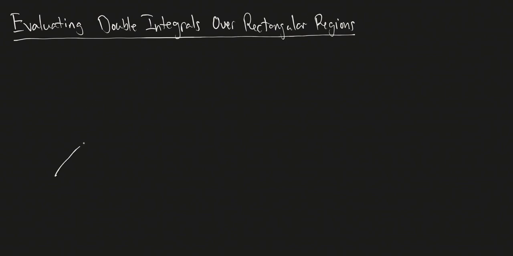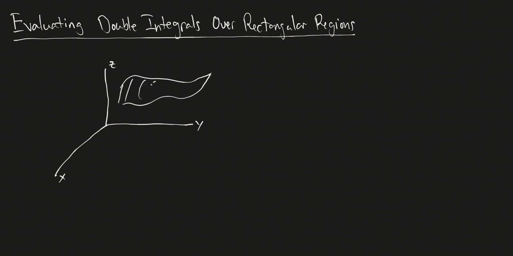Well, here is our XYZ space. And again, here is our surface. Right? And now what we're saying is we're going to be integrating over a rectangular region. So just draw a couple lines parallel to the y-axis roughly, and then a couple lines parallel to the x-axis roughly, and there's a rectangle. And again, we're going to start with this.